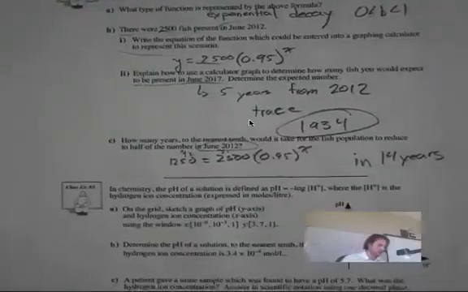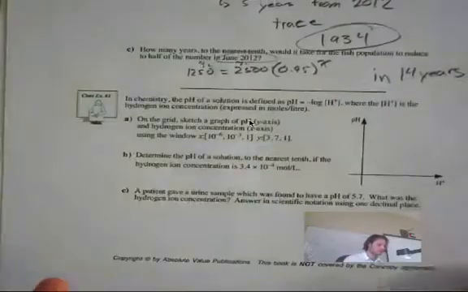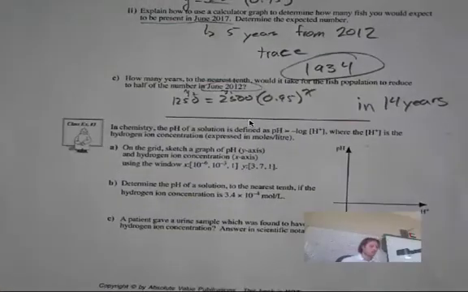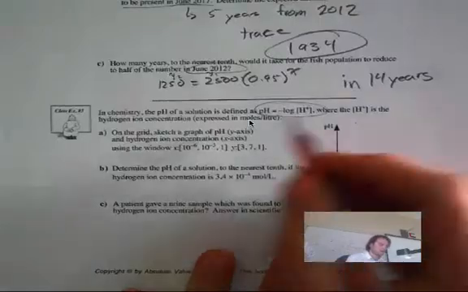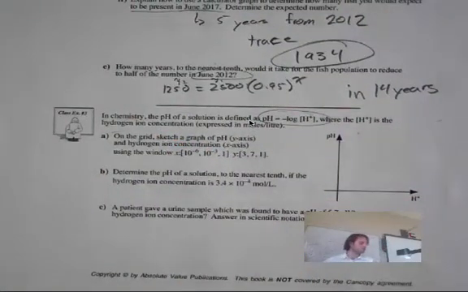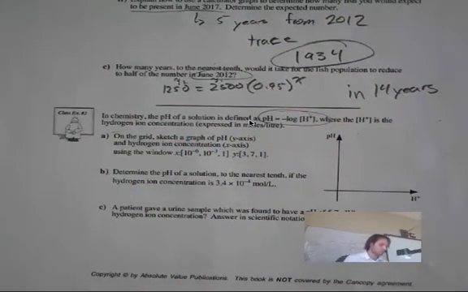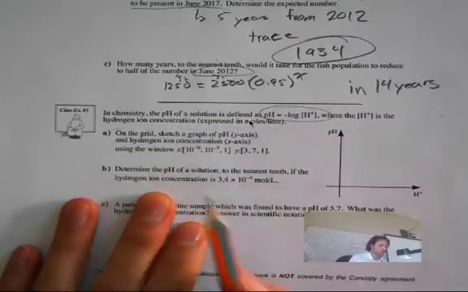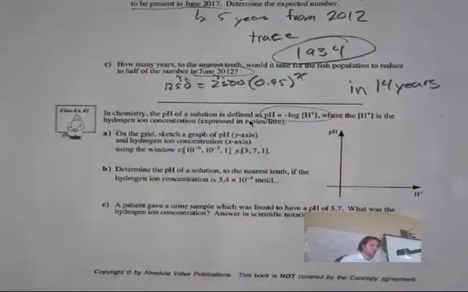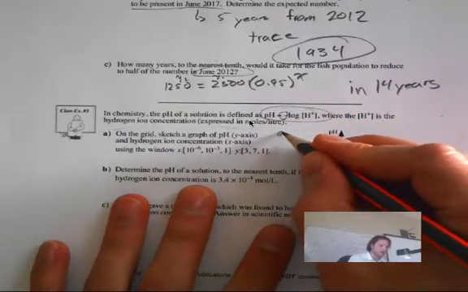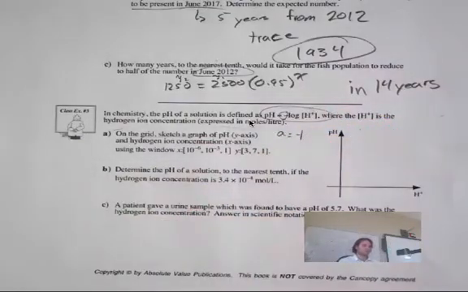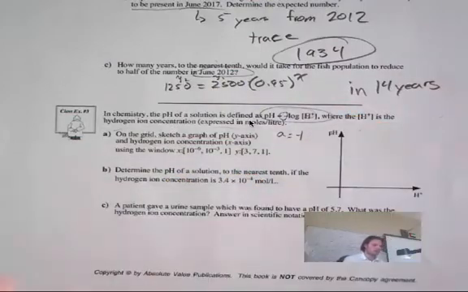Okay, next one here. Second last one before we're done. It says, in chemistry, the pH of a solution is used by that equation, where H is the hydrogen ion concentration. Okay, so in moles per liters. On the grid, sketch the graph of the pH axis. So we know, first of all, this is -1. So A is equal to -1. All right, and my B is equal to 10.